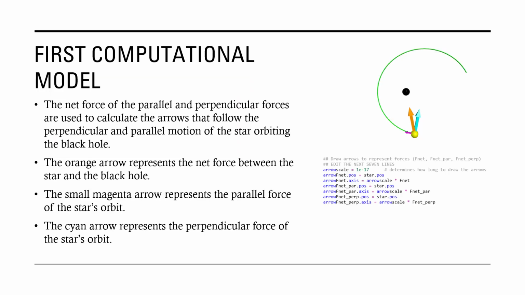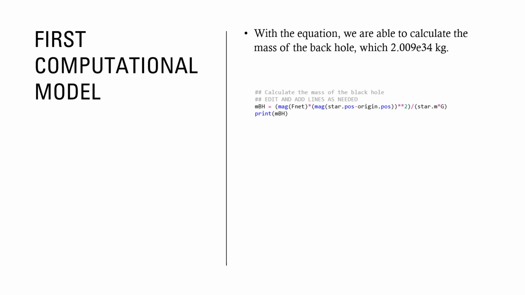So in our first computational model, you can see the different arrows that were generated by doing the calculations of the parallel, perpendicular, and fnet force components. The orange arrow represents the net force between the star and the black hole. The small magenta arrow right here, it's a little bit hard to see, represents the parallel force of the star's orbit, and the cyan arrow represents the perpendicular force of the star's orbit. And then we also had to put in a computational model so that we can calculate the mass of the black hole, and that is this right here. And we found that the mass of the black hole was 2.09 e to the 34 kilograms.